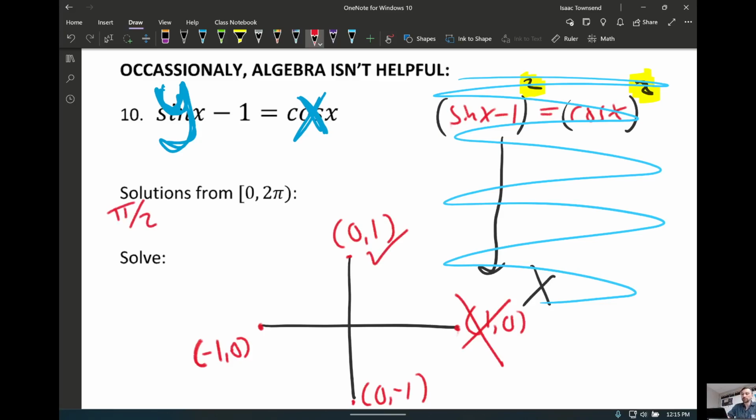At pi over 2, if I take away 1 from y, it does equal x. Pi over 2 is a solution, and everything coterminal to it, depending on what the directions want. At pi, if I take away 1 from y, it does equal sine or cosine. So pi is also a solution.